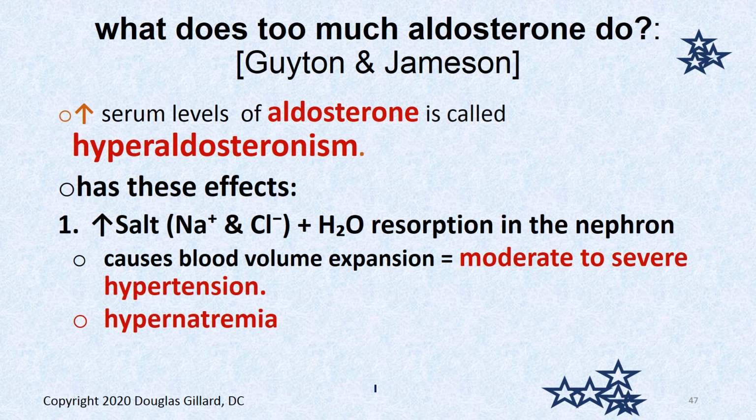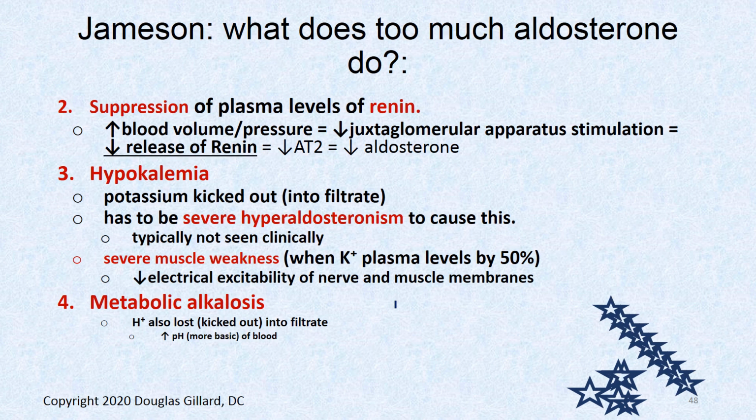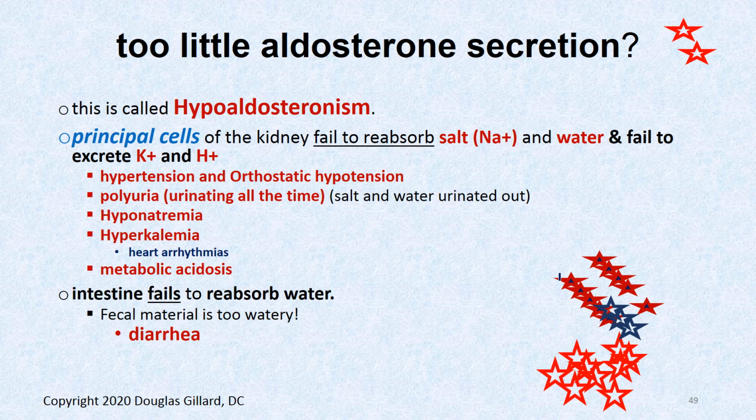What does too much aldosterone do? That's the star of the next lecture, but that's hyperaldosteronism. If you have too much aldosterone, you're going to reabsorb too much salt and water, and you can get severe hypertension and hypernatremia as well. What else does it do? It suppresses levels of renin. If you get hypertension, it'll shut off the renin-angiotensin system, so low levels of renin. Hypokalemia, because you kicked all the potassium out. Metabolic alkalosis, because you kicked all the hydrogen ion out. So we already know this stuff. A lot of reviewing here; I could probably trim this way down.